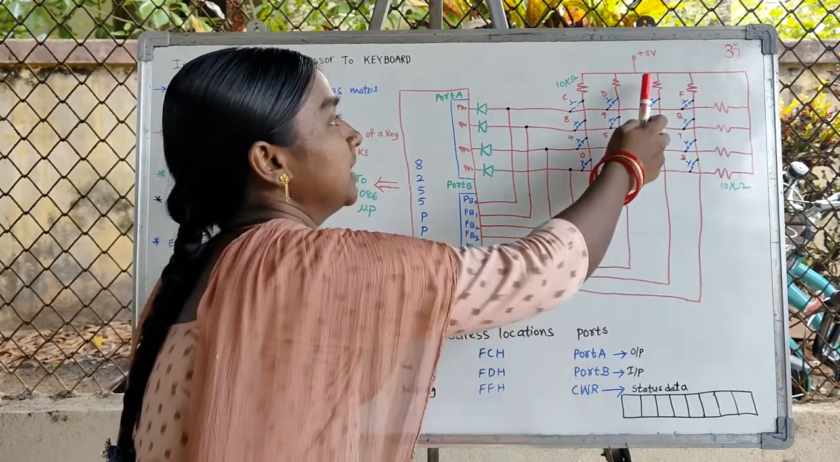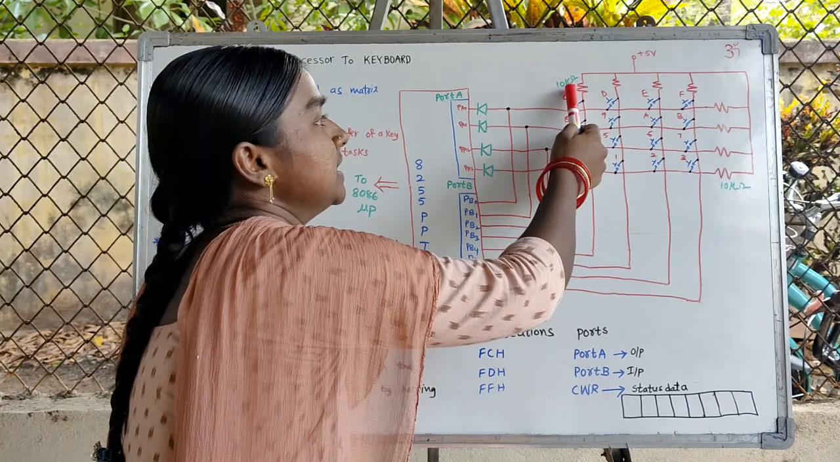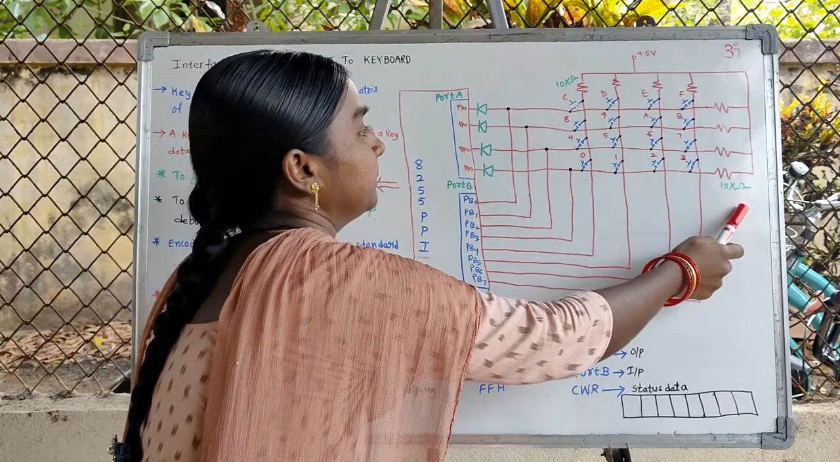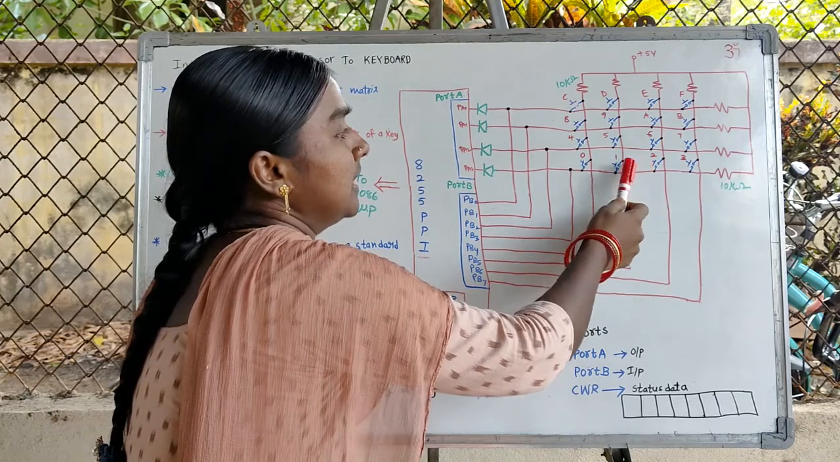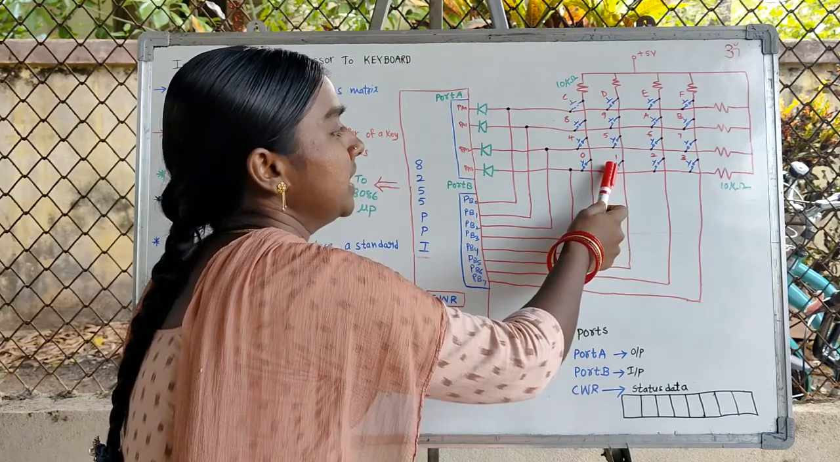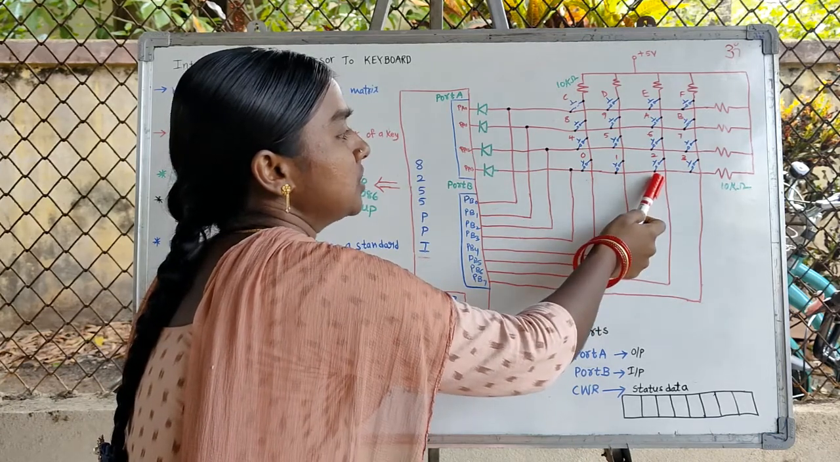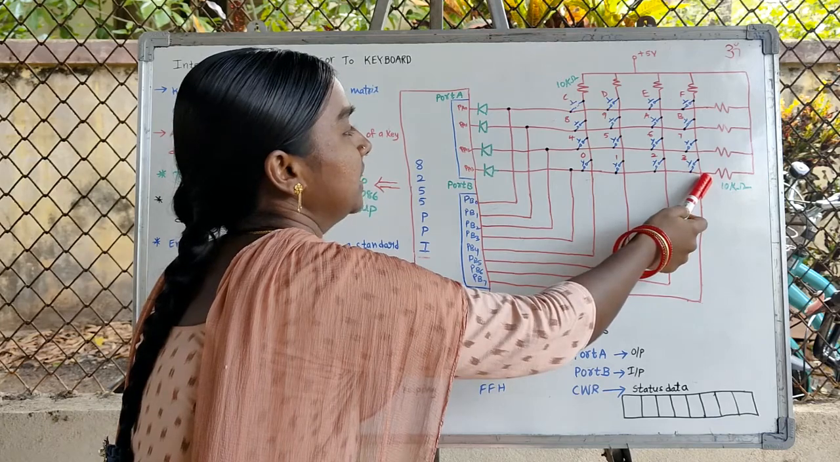These columns are connected to a plus 5 volt power supply via 10 kilo ohm resistors, as shown here. When we press a key, the switch is closed. These switches are connected at the cross section of each row and column, as shown in this configuration.